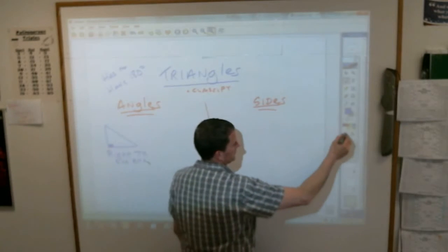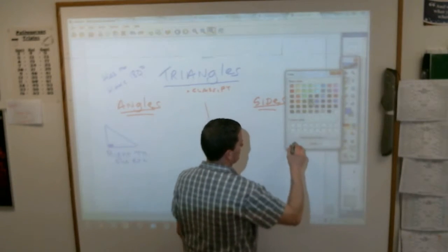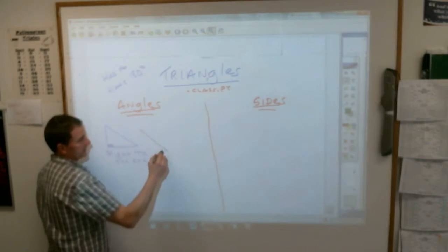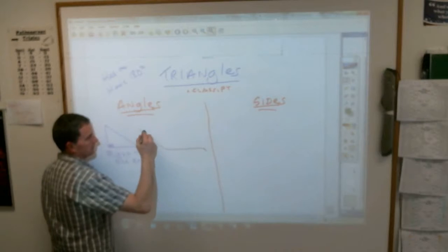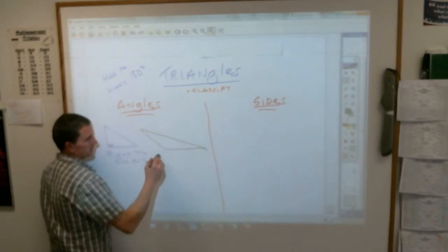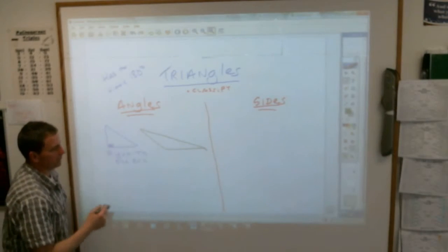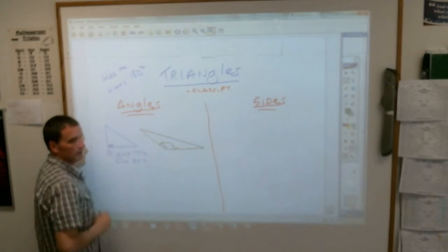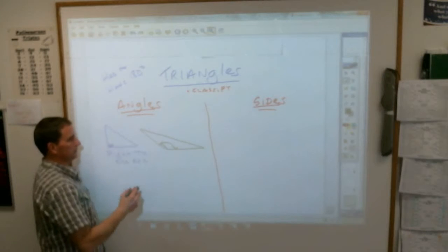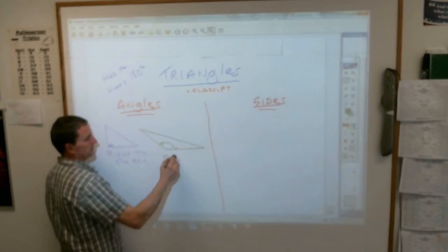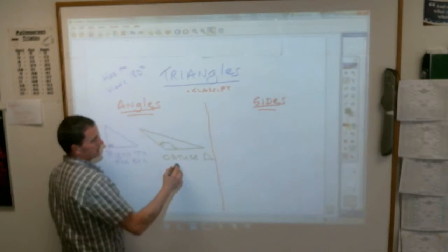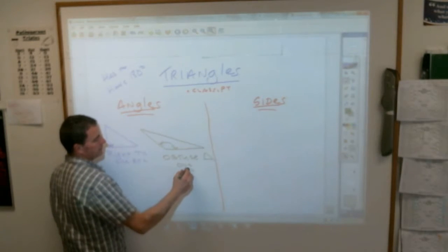Then we've got a triangle that has one angle bigger than a right angle. And you can only have one angle bigger than a right angle. Anybody know what we call that? It's called that because of this angle right here, that big angle. That one, Jenny, is? Obtuse. Very good. See how good we are? This is an obtuse triangle. It has one obtuse angle.